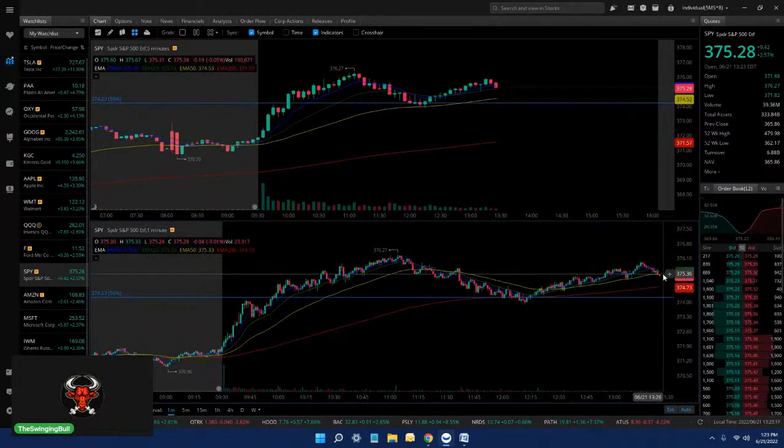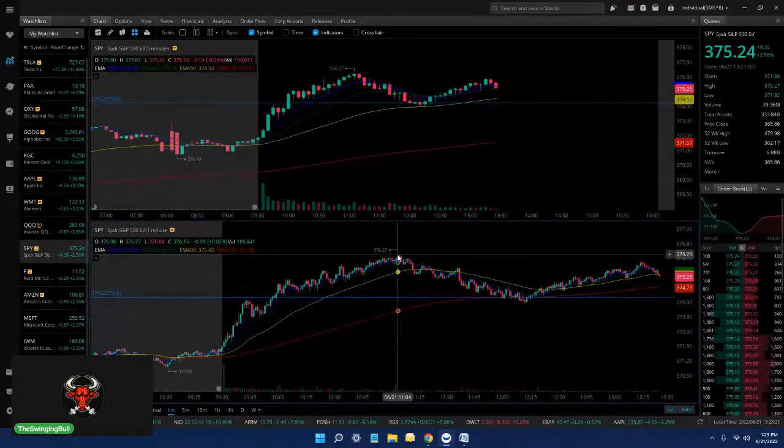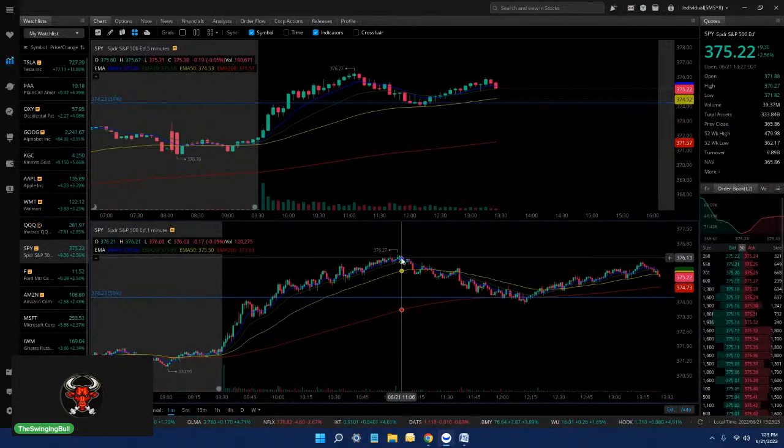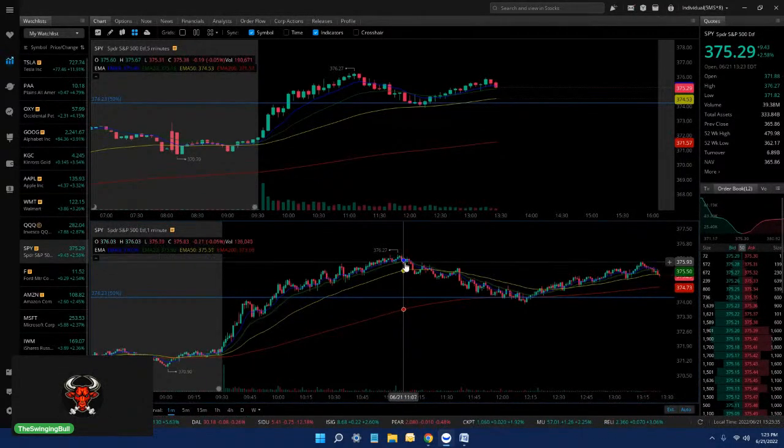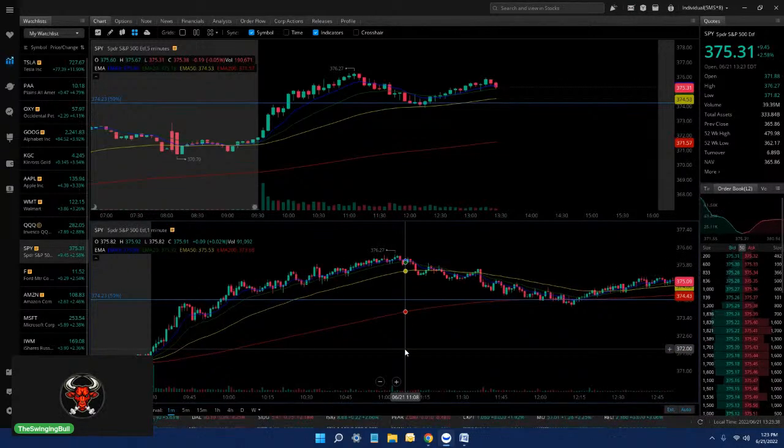So ideally you could still be in those SPY calls. Me personally, I would have probably taken profit when it hit 376 up here off of that SPY option. But that's basically just the basics of what we're doing every day when we're day trading options. Okay, we're looking for trends. We're looking for trend line breaks.